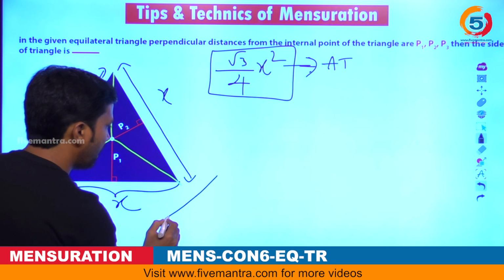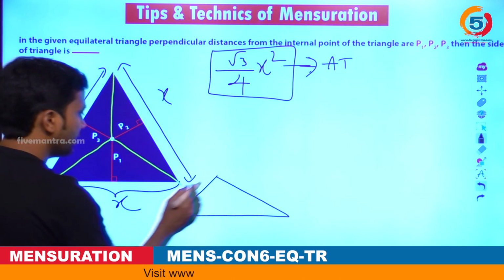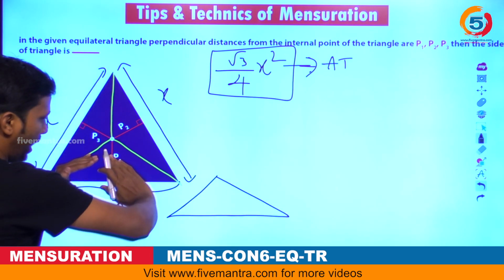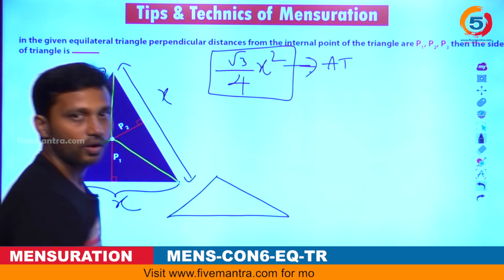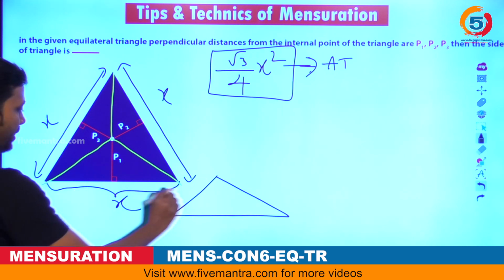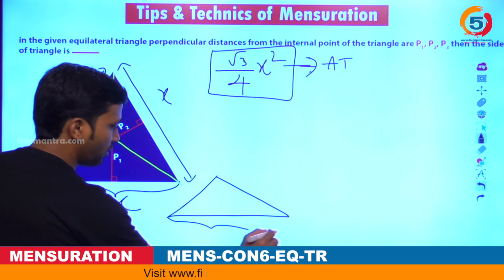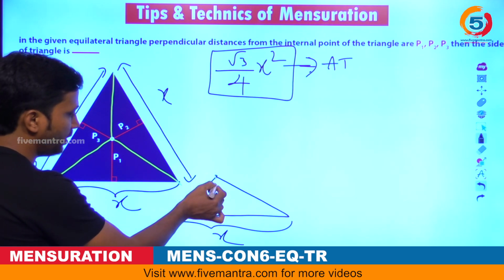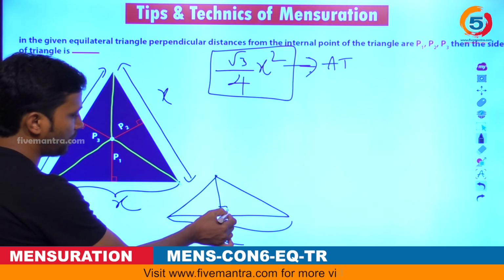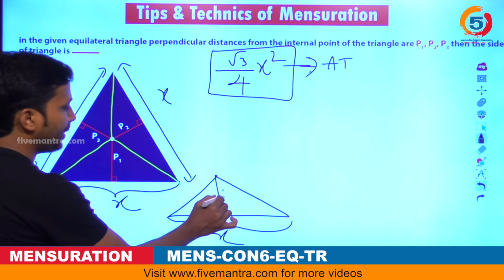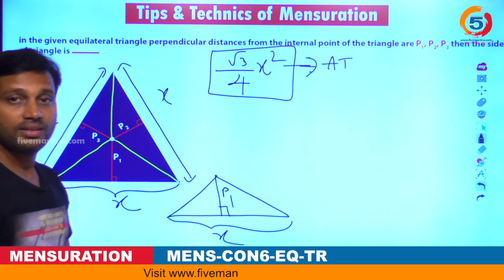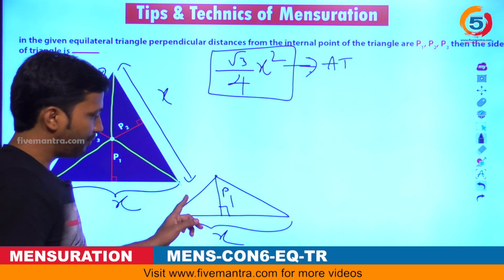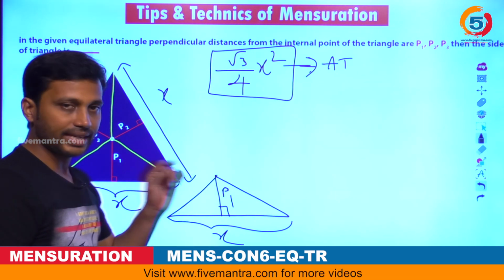Okay, here I'm taking this first triangle like this. Does it look like this or not? I have taken it out here. Now what is this? Is this x or not? This length would be x. Now what is the length of this perpendicular given? P1, right? Now what's our next target? We have to find out the area of this triangle.